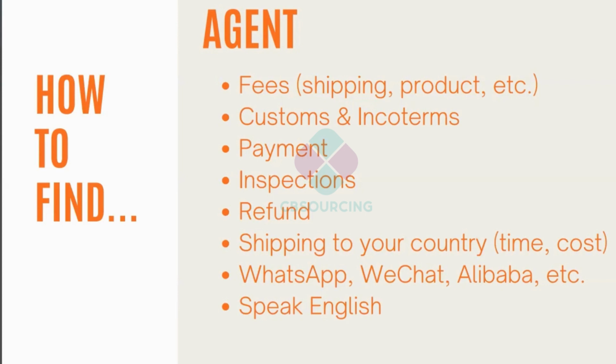The fifth thing would be a refund. Ask the agent, do they offer refunds? The suppliers on 1688 typically have a 7-day money-back guarantee refund policy. So if you are unhappy with the product, you can send it back and get a full refund. So make sure the agent that you're speaking to has all of this information up front before you make the purchase.